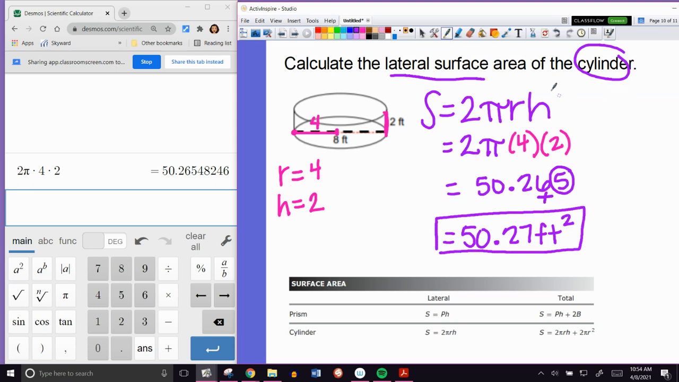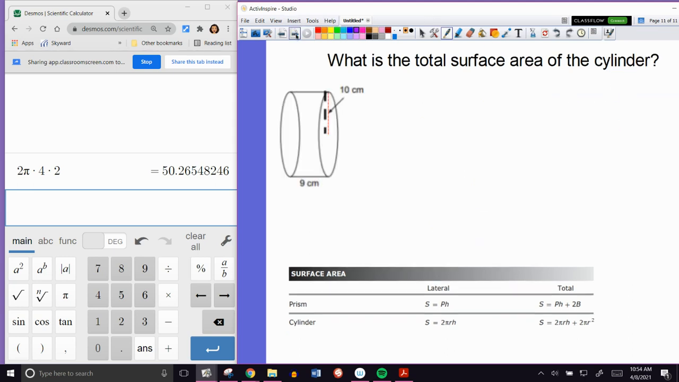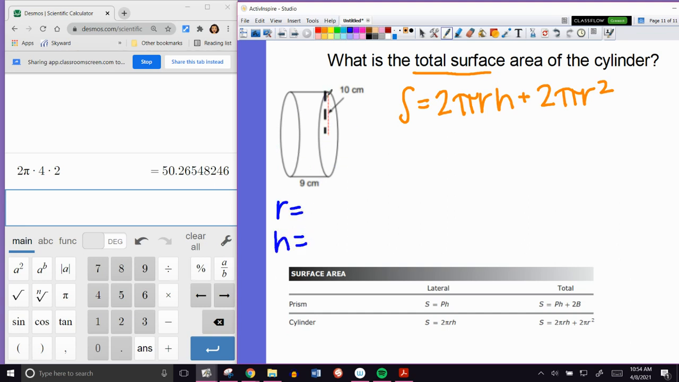Okay. So for the next problem, it says, what is the total surface area of the cylinder? So looking at my formula chart, surface area, cylinder, total, I get S equals 2 pi RH plus 2 pi R squared. So just like in example 1, I am going to look at my picture and find my radius and my height. So my radius is going to be 10 centimeters, and my height, remember, that's my distance between my bases. So my distance there is 9 centimeters as my height.